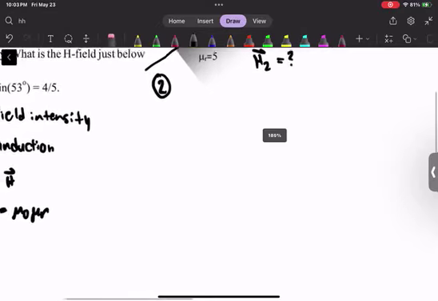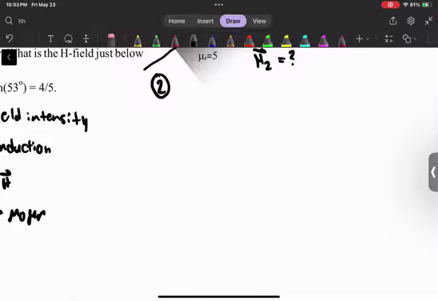The first relationship is B1n equals B2n. This is derived from Maxwell's equations. We know that the normal components of the magnetic field are always continuous, unchanged or equal to one another, but we need to take into account the magnetic permeability of each material.